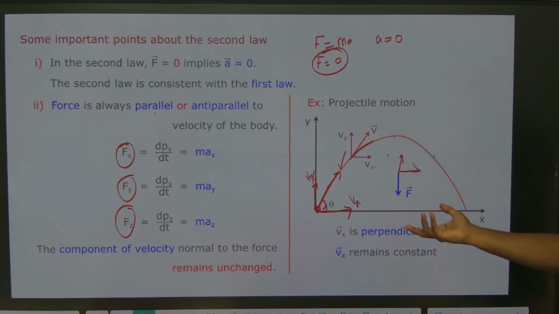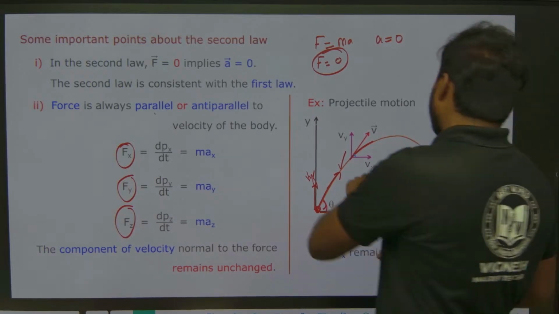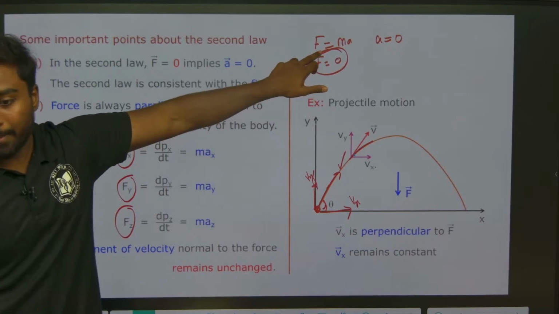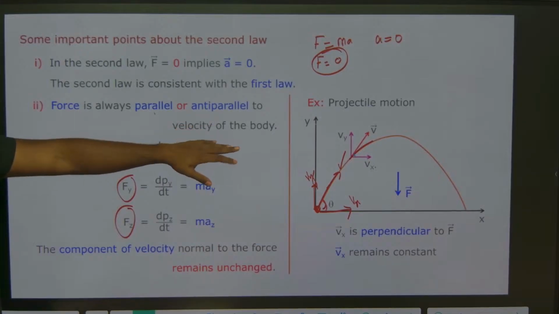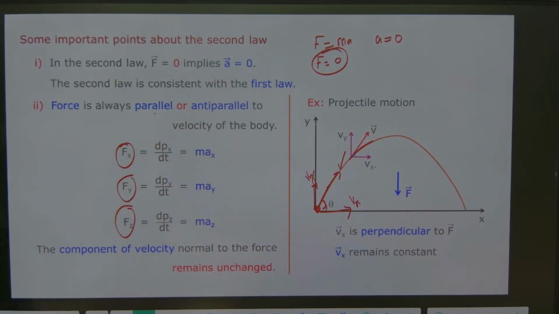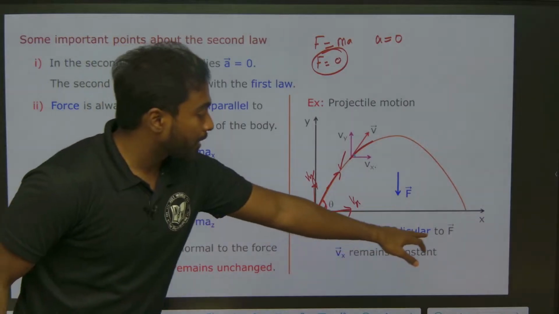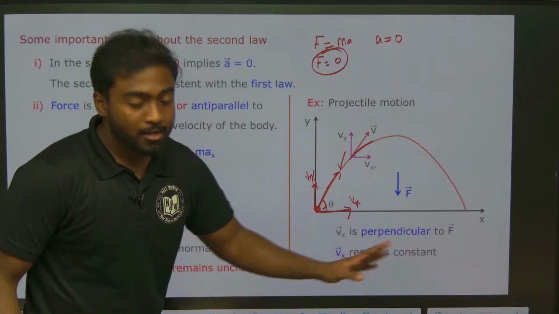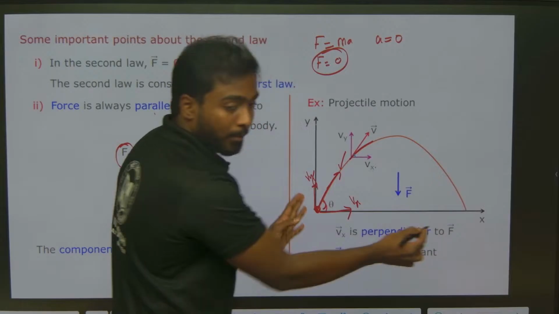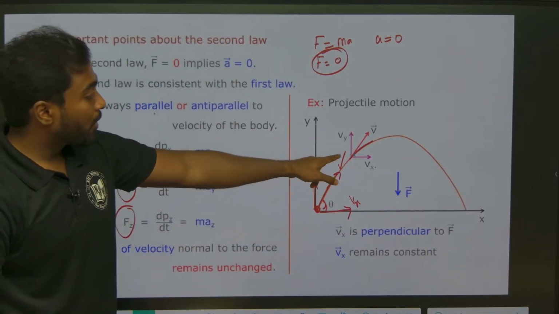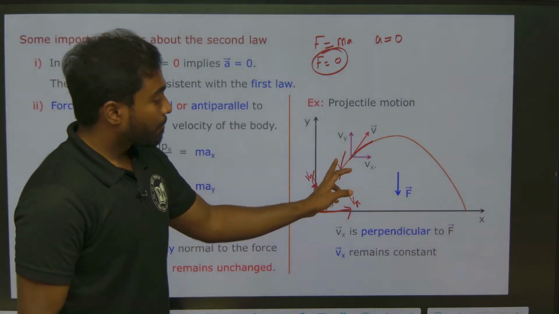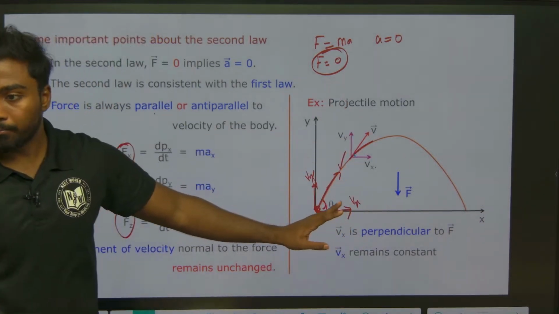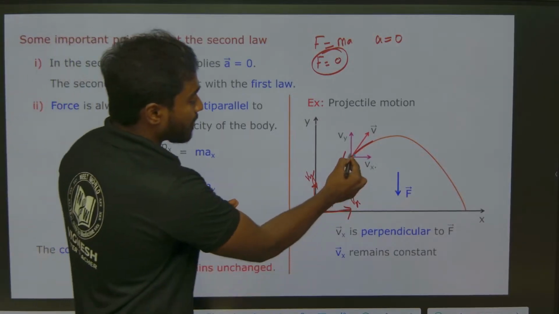Parallel or anti-parallel, right? So the y axis will be anti-parallel, and the x axis will be perpendicular. So the force can be parallel or anti-parallel to the velocity of the body. Here, Vx is perpendicular to F and Vx remains constant. Wherever I go, Vx remains constant, but Vy changes. It can be parallel or anti-parallel also.